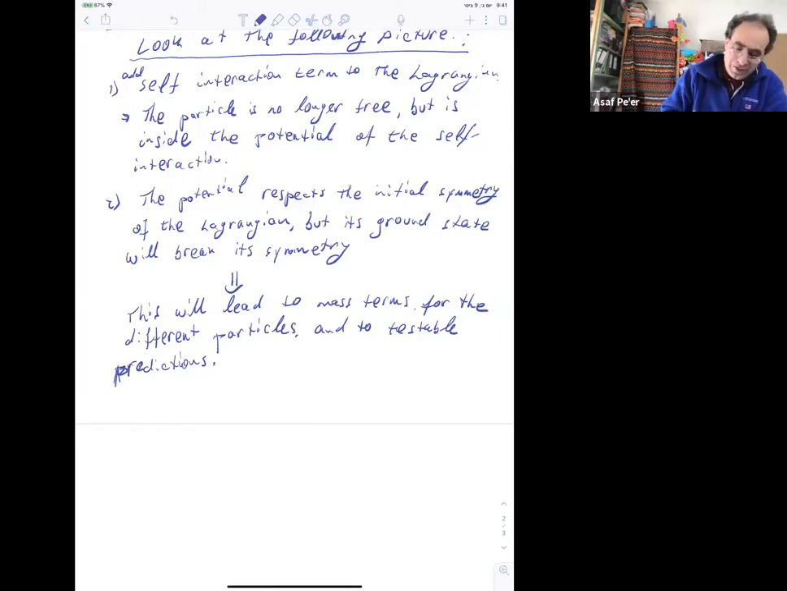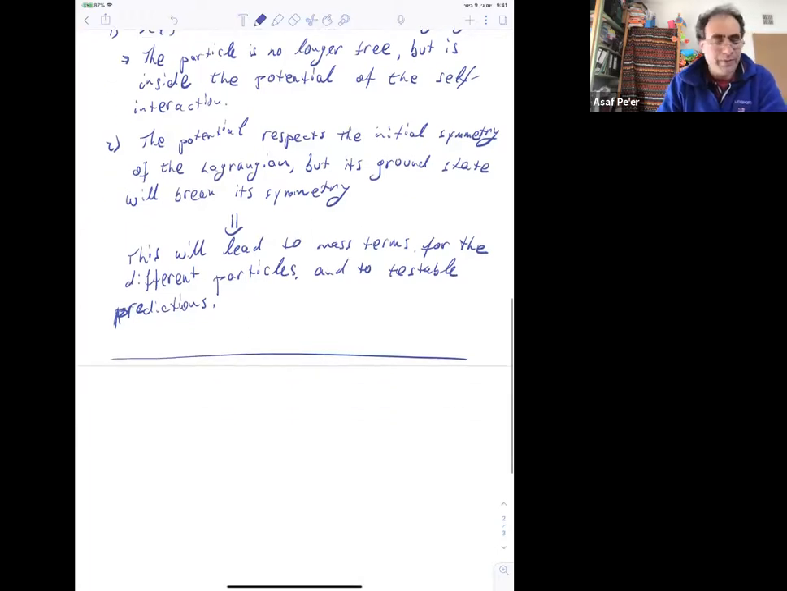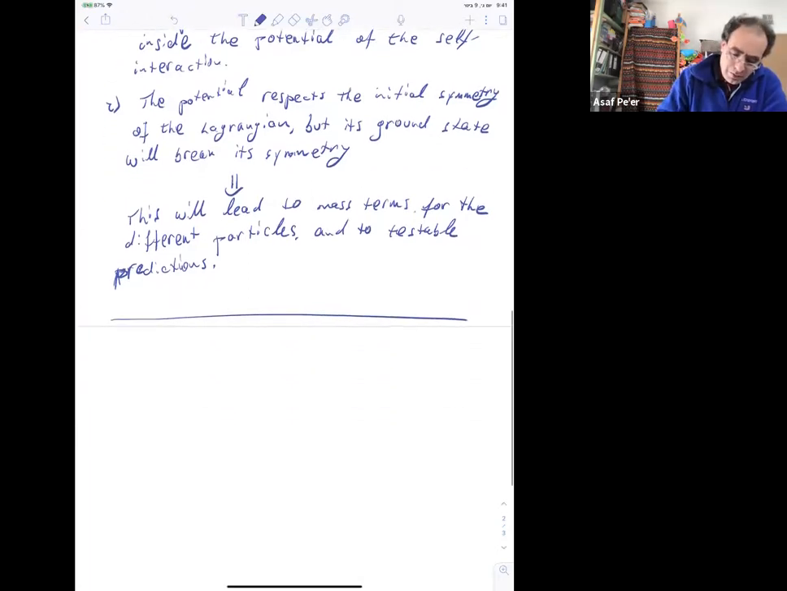Okay, so let's start by deriving the mechanism. What we're going to do now is symmetry breaking for a real scalar field. We're still a few steps before we're going to do the real Standard Model, but to give you the feeling of how it's going to work, symmetry breaking for a real scalar field.